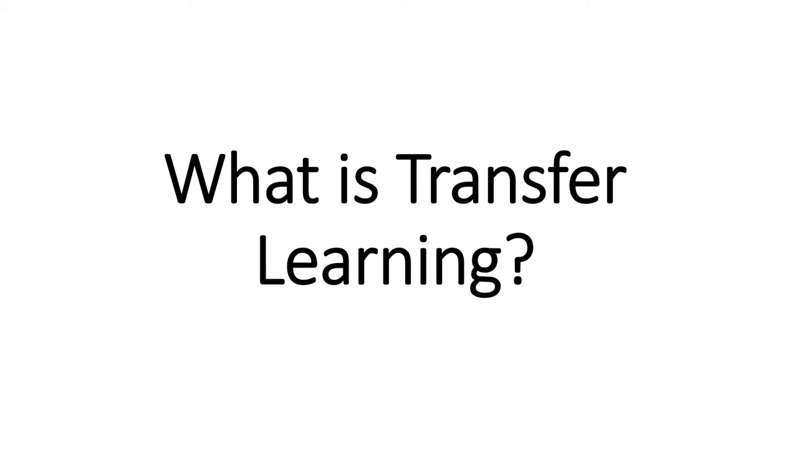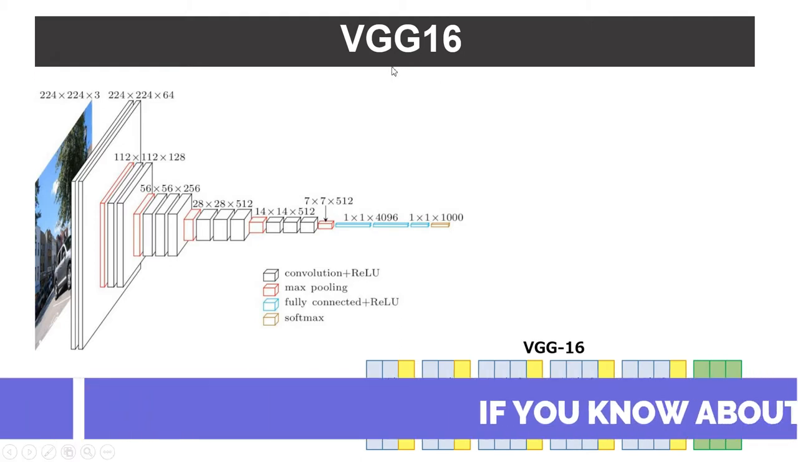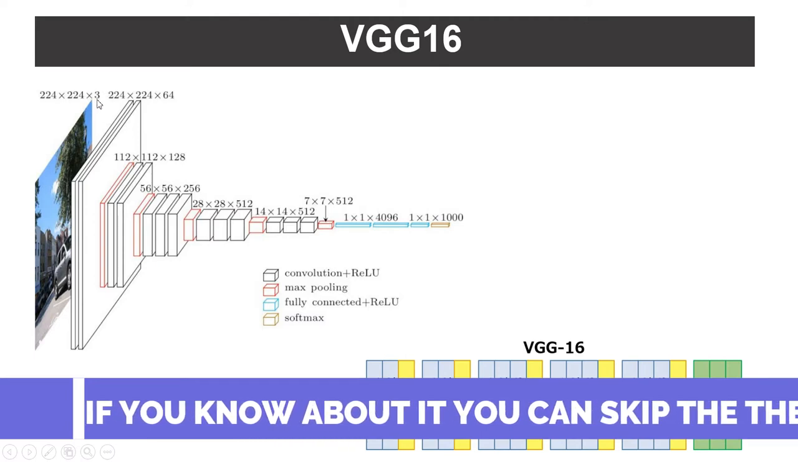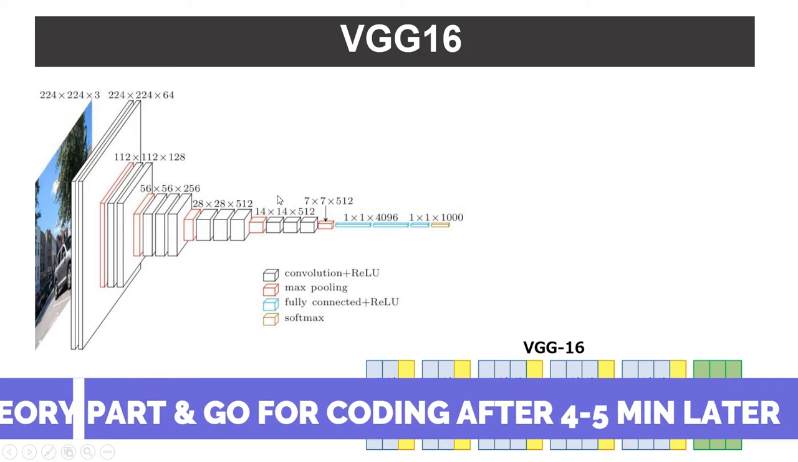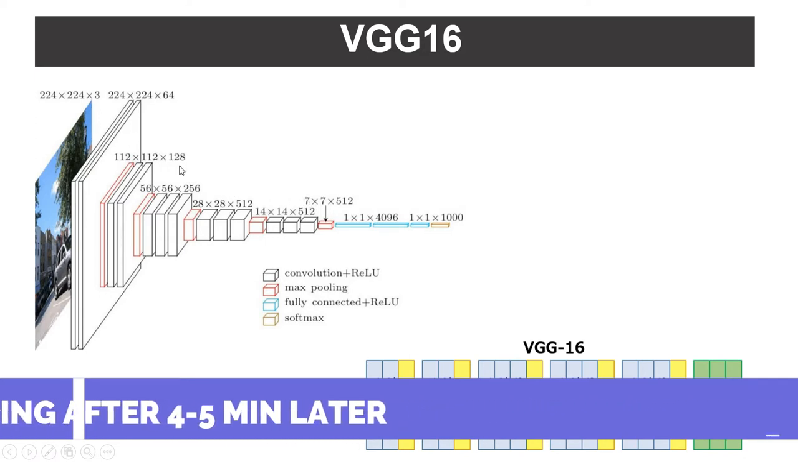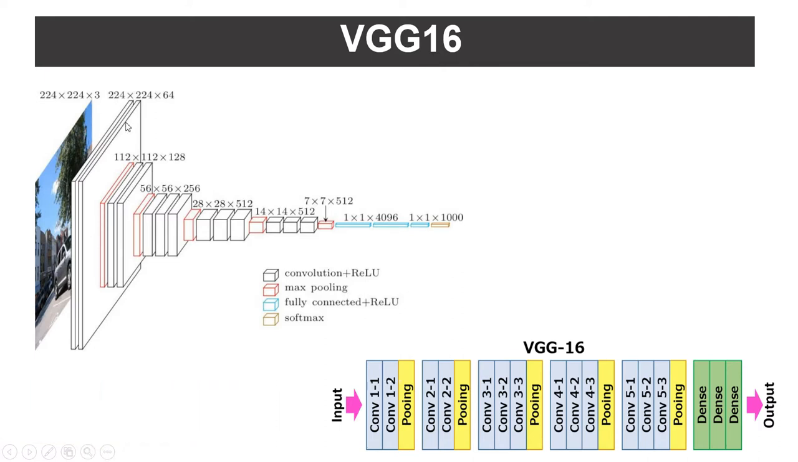Now let's have a look at the architecture of VGG16. You can see here that it takes the input size of the images, which is 224×224×3, where 3 is the RGB channels. This is called the feature extraction part. It extracts the features from the images, maybe dealing with edges, maybe dealing with pixel values, something like that. And this is the classification part. It classifies the images, whether an image is a dog, a cat, or a tennis ball, like that.